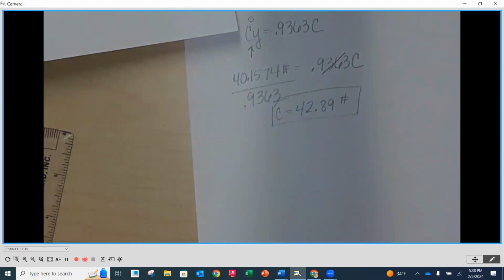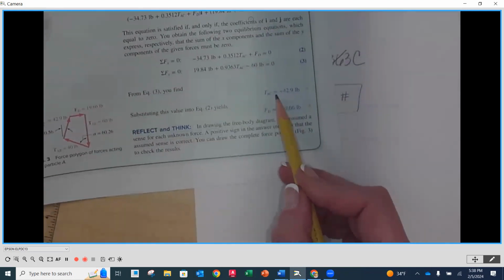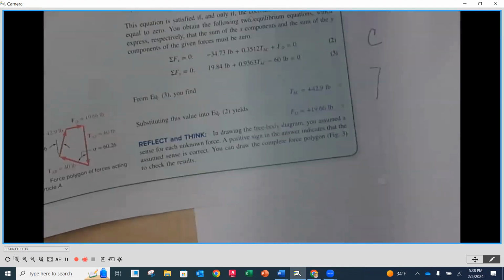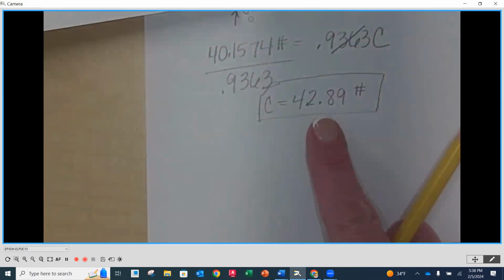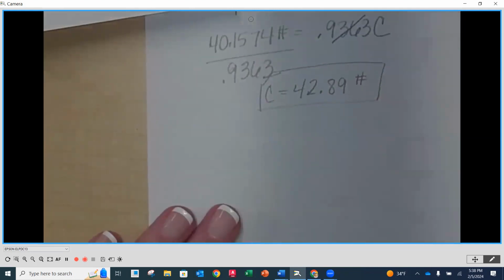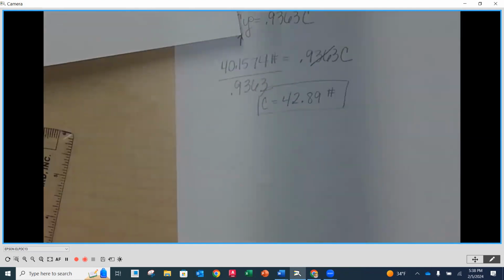You look to the very end of your problem on page 43, the tension in AC, we just called it C instead of tension in AC, 42.9, 42.89, right? Same thing. So we got it. Everybody kind of follow that process so far? All right. Now we're not done because we still need to find that drag force, right? So we've got C done, but now we've got to find that drag force.